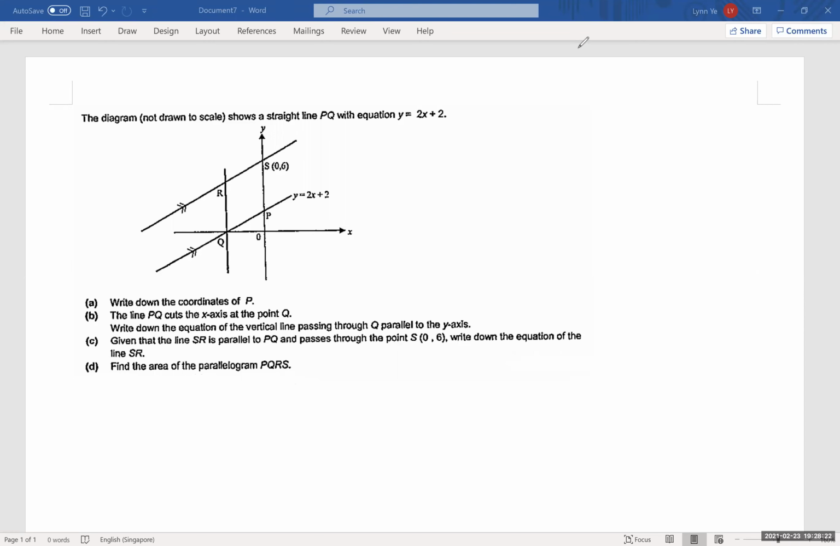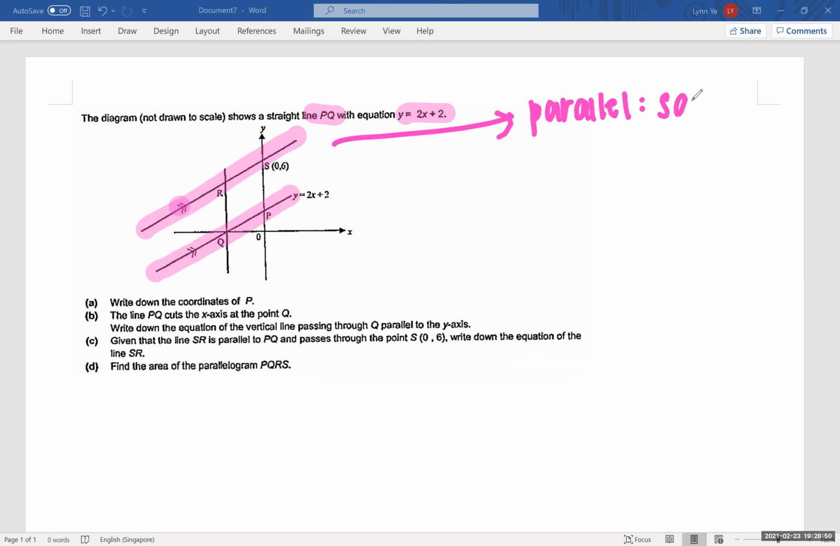So let's analyze this question. It says that it has a straight line PQ with an equation of y = 2x + 2. Where is PQ? I know that PQ is right here. Can you see that there's this symbol right here? This symbol means it's parallel. So recall, when it's parallel, what does that mean? You need to know that parallel means it is the same gradient.